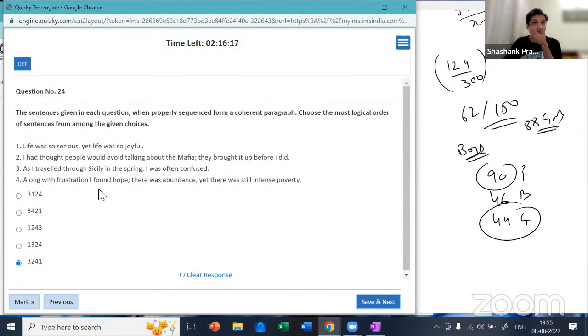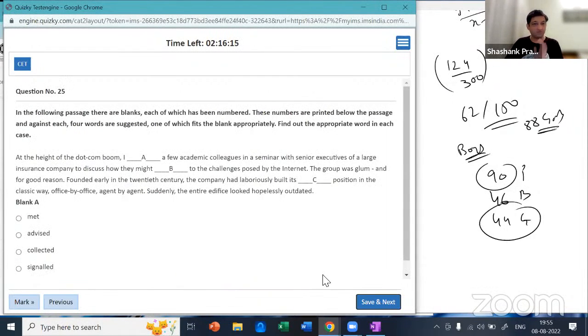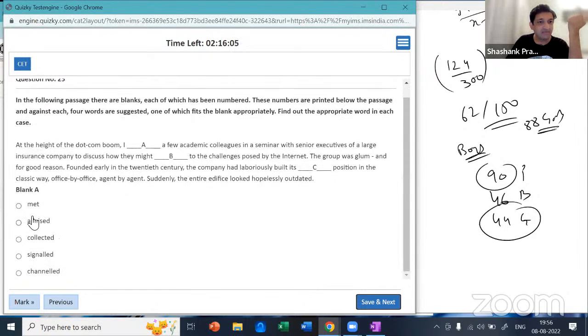3 2 4 1. Yeah, seems about right. So let's see. Okay, fill in the blanks. At the height of the dot-com boom, I dash a few academic colleagues in a seminar, met or something. Okay, met seems fine. Advised. With a senior executives of institute discuss. So met होना चाहिए. Advised a few to discuss नहीं होगा. Collected नहीं. Signaled no. Channeled no. I think met is fine, although it looks simplistic, might be fine.